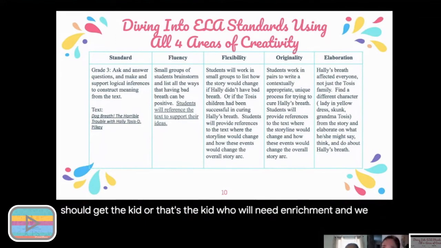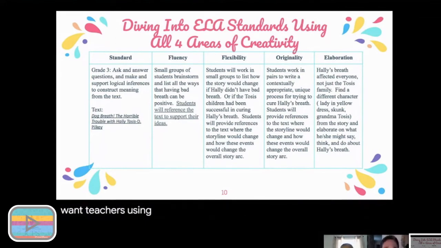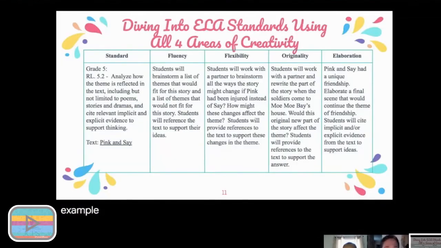And we want teachers using diagnostics, and it doesn't always have to be in the test form. And so I'm going to let Dominique share a fifth grade example. And I hope you guys are enjoying this presentation today.